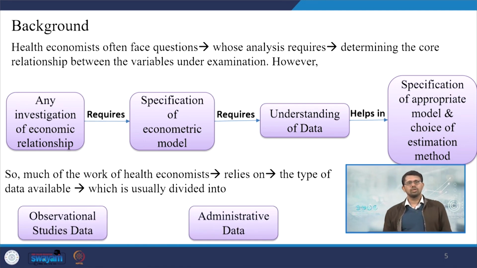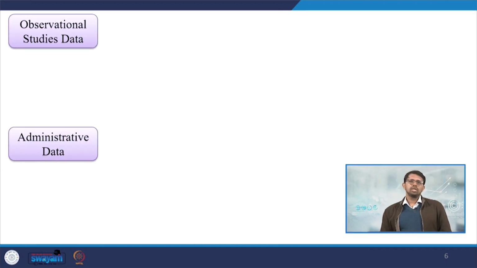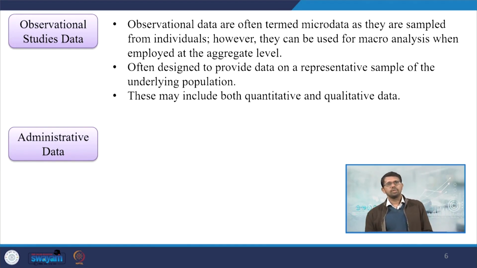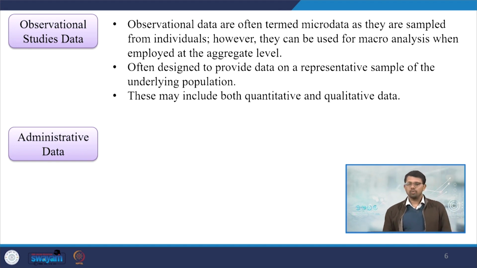So, much of the work of health economists relies on the type of data available, which is usually divided into observational study data and administrative data. In this lecture we will be emphasizing observational studies data. That largely explains the micro foundations, or the micro information, at a very disaggregated setting from the perspective of individuals. However, these can be used for macro analysis when employed at an aggregate level.